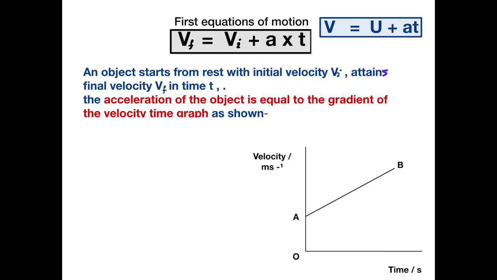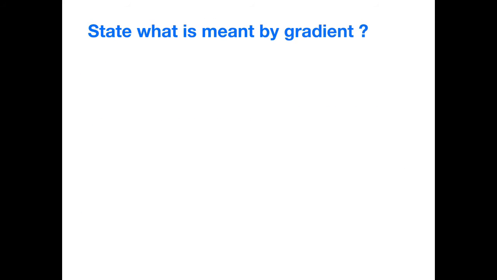Consider this graph. We can see that from A to B, the line is showing a certain slope or gradient. If we calculate the gradient of this line, we will be able to get the acceleration. But hold on, before that, we need to know what is gradient, by the way. So, what is meant by gradient?